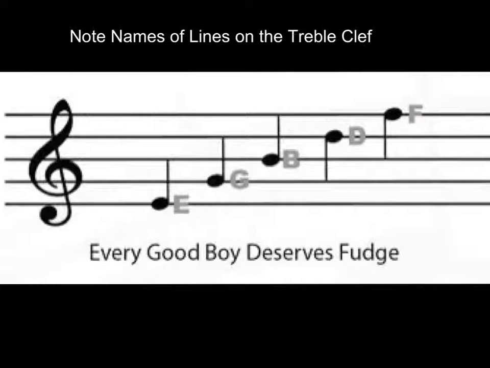Now, a way to remember those is a phrase that we use, and we'll talk about it a little bit later on. Every good boy deserves fudge. And as you can see, the beginning letter of each word represents the letter on the line. Boy, B, D, deserves, and then fudge represents the F. So those are the letters of the 5 lines of the treble clef. E, G, B, D, F.